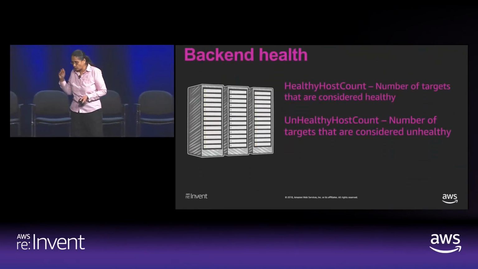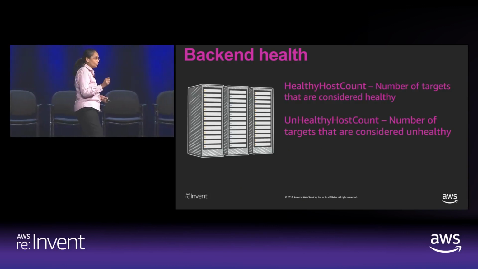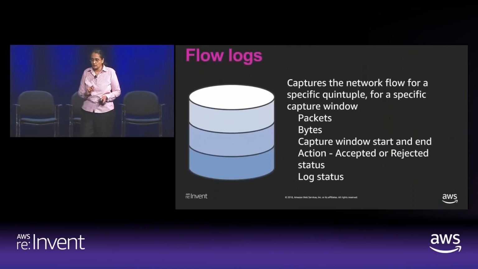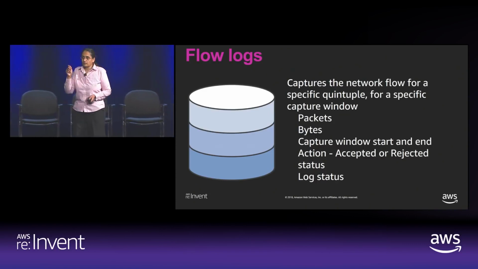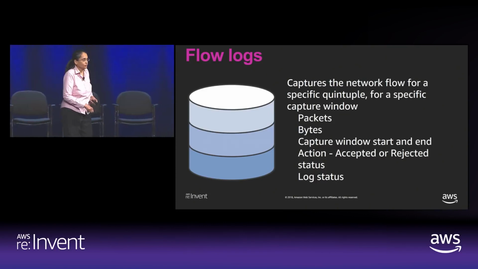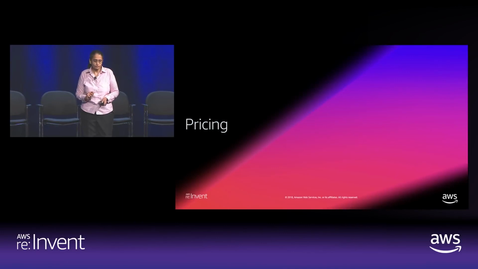Last, for the host health count, to look at how available your application is, you want to monitor both the healthy host count and also the unhealthy host count. Just like the application load balancer, we provide, instead of access logs, flow logs on the network load balancer. If you want to go deeper and debug your applications, you want to look at the flow logs.